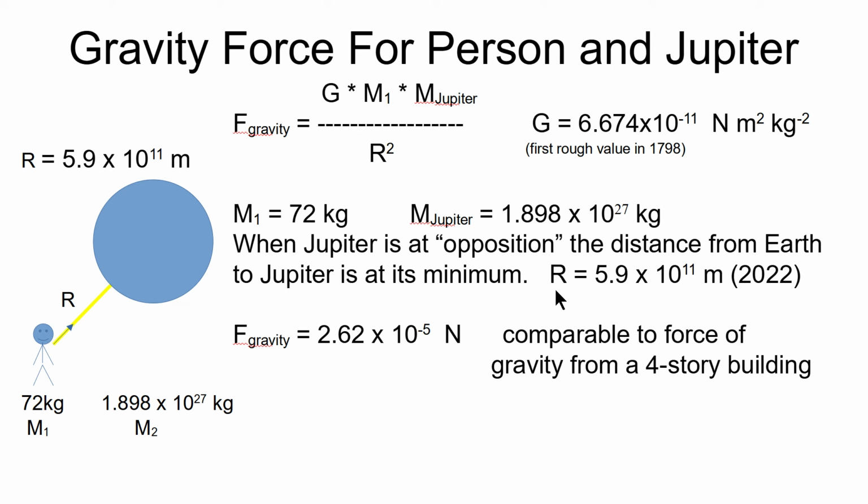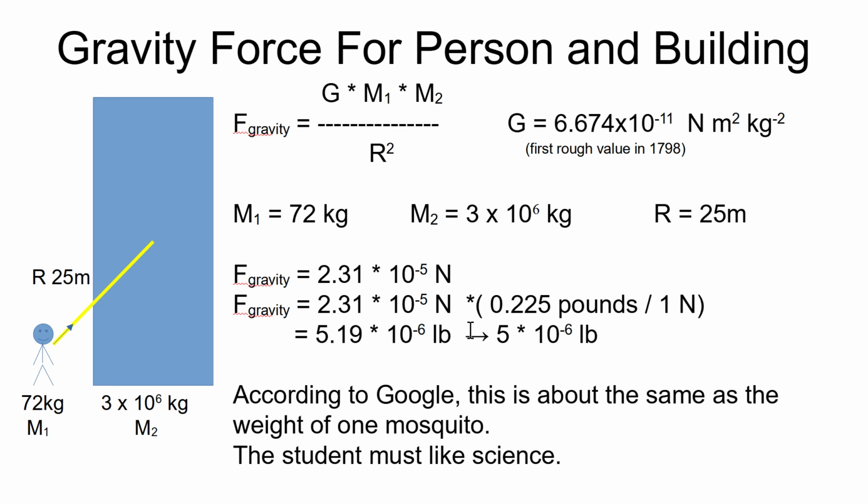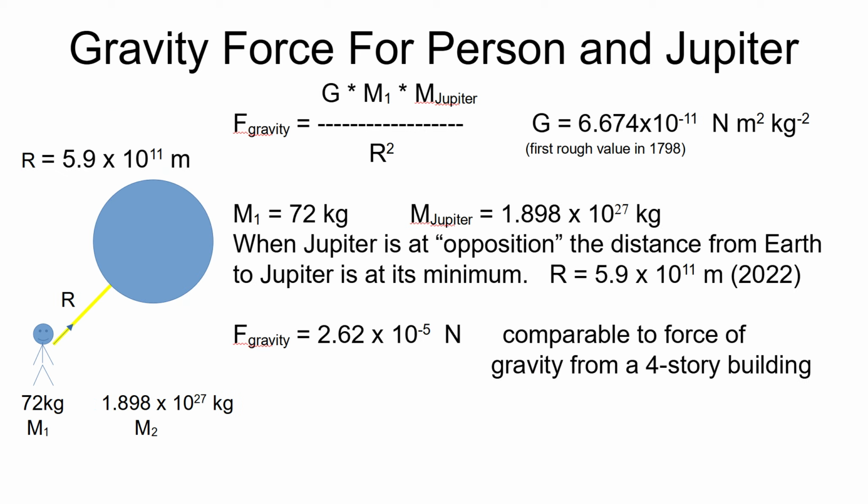Plug in the values and pause the video. You're back. You should have 2.62 times 10 to the minus 5 newtons on your calculator. And if we go back a page here, it was 2.3 times 10 to the minus 5 newtons between the person and a building. So 2.6 times 10 to the minus 5 newtons between a person and Jupiter.